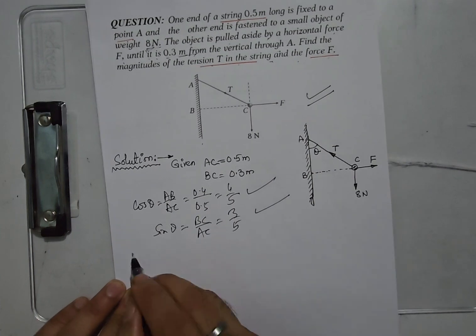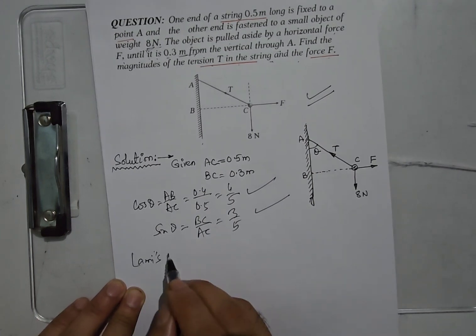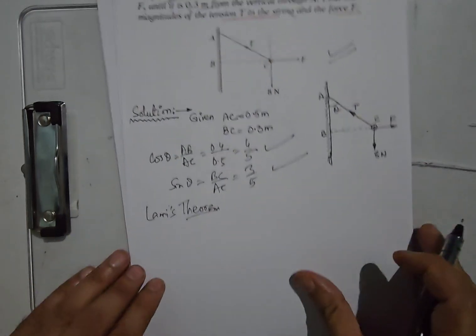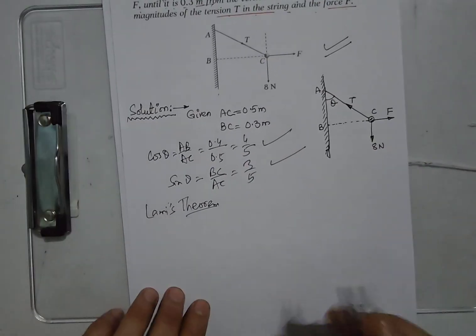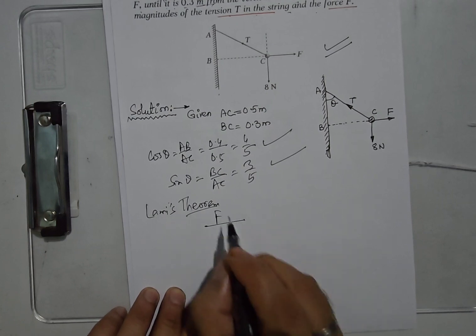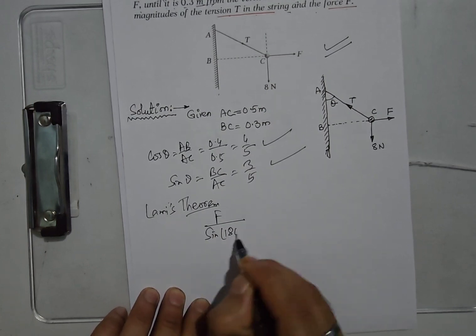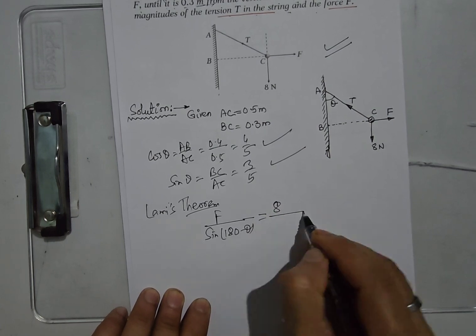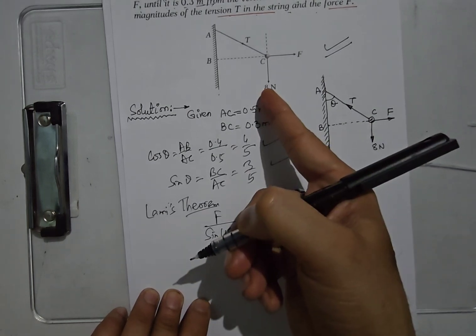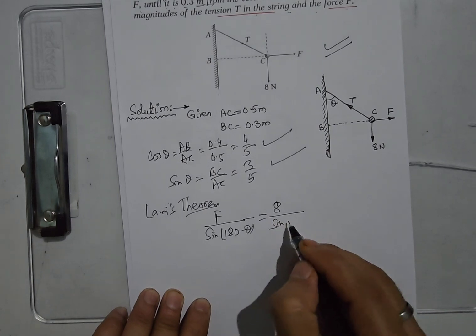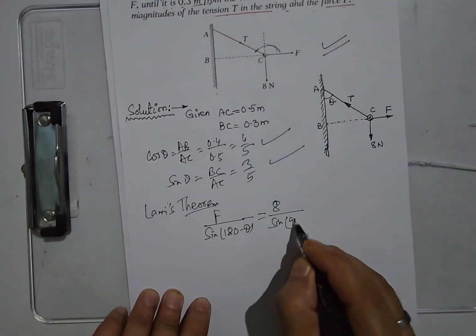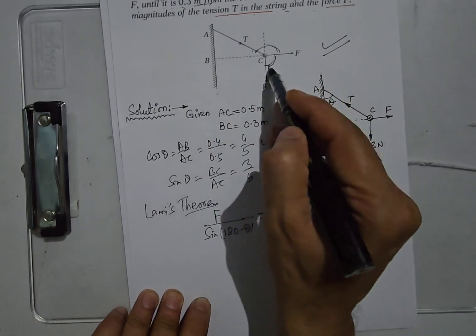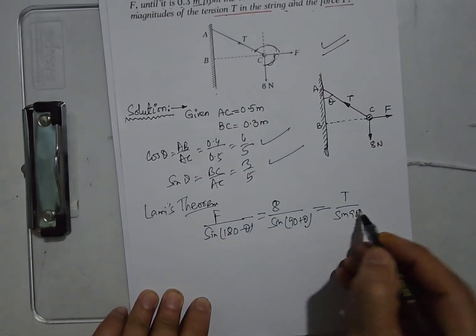Now, using Lami's theorem, what is the expression relating the three forces with each other? F upon the sine of the opposite angle, that is sine of 180 minus theta, is equal to 8 Newton upon sine of 90 plus theta, which is equal to T upon, for this third force, the angle is 90 degrees, so simply sine of 90 degrees. I think you got it.